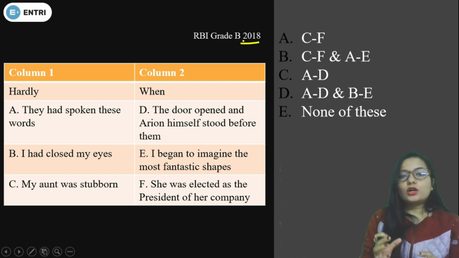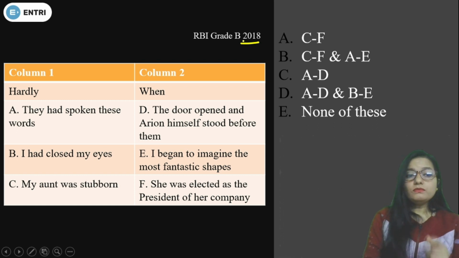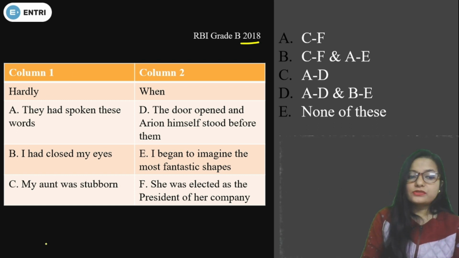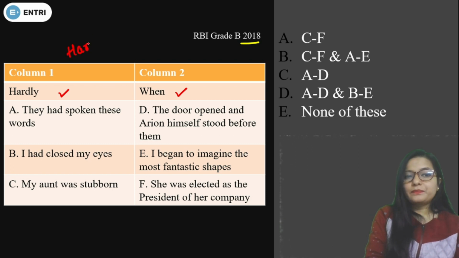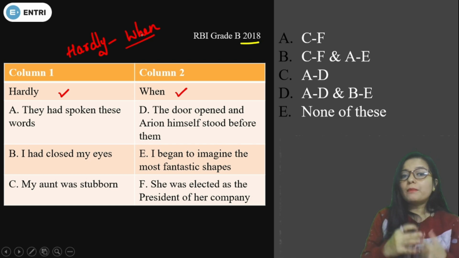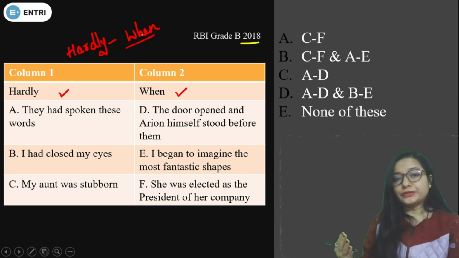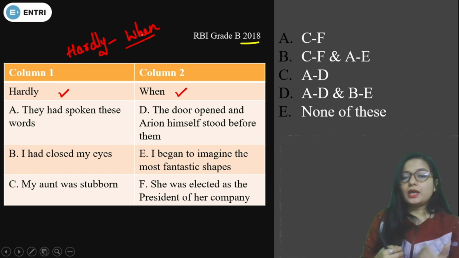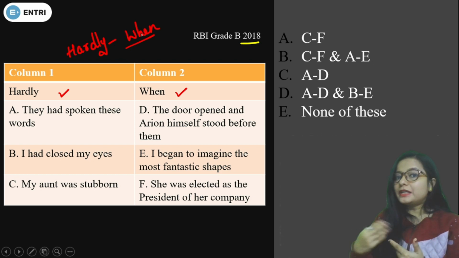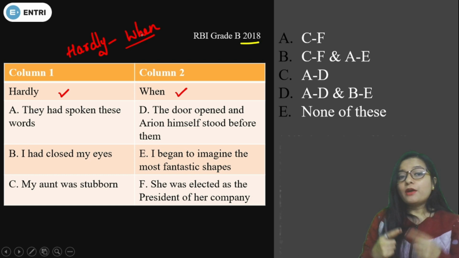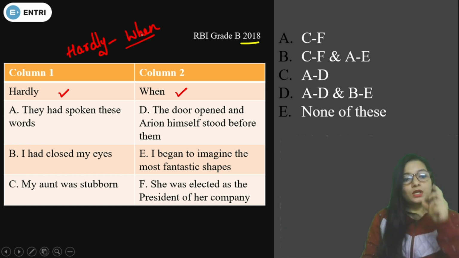You can see that two columns are given there, and in column 1 "hardly" is written, and in column B "when" is written. So this pair, "hardly" and "when", is used when we talk about two actions happened one after another in the past. When one action happened and immediately another action took place, that is why we use "hardly" and "when" when we talk about the past action. So what do you think?